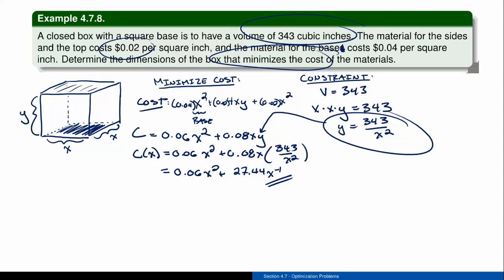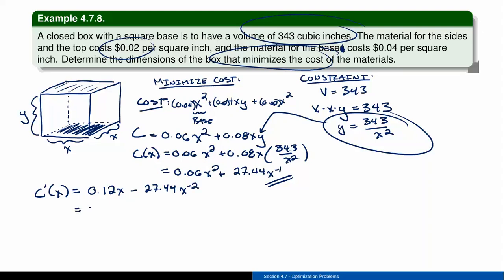So what's up next is I have to differentiate this object, so I've got to find out what the derivative of this is going to be. What I'm going to see is c prime of x. I'm going to differentiate this first component, which says 0.06 multiplied by the derivative of x squared, which turns into a 0.12x. That second part, if I kick that negative 1 out in front, is going to be a negative 27.44, and then an x to the negative 2.